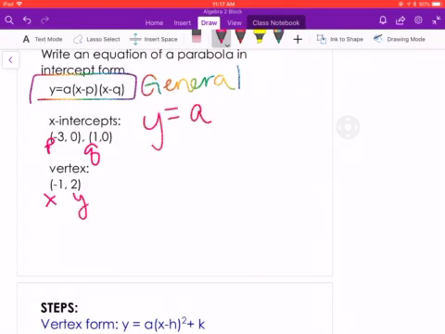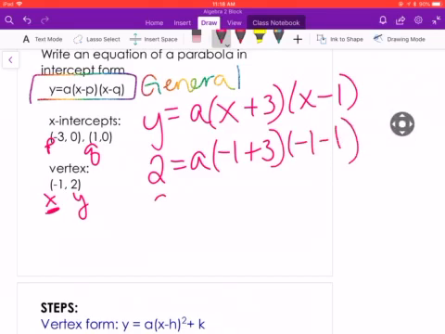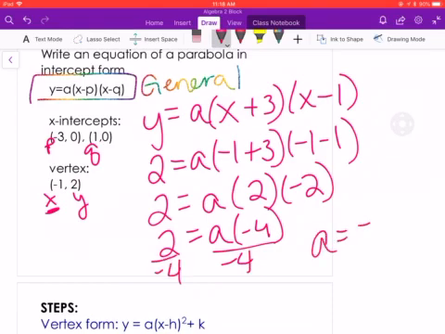So I always like to just start by plugging in my P and Q. If P is -3, X minus -3 will be X plus 3. You minus a negative, you're adding. And Q is 1. Then my second step, I plug in my X and Y. So I'm plugging in 2 for Y, and then I'm plugging in -1 for X. So I'm going to get 2 equals A times 2 times -2. 2 times -2 is -4. Divide by -4 on both sides. You get A equals -1/2.